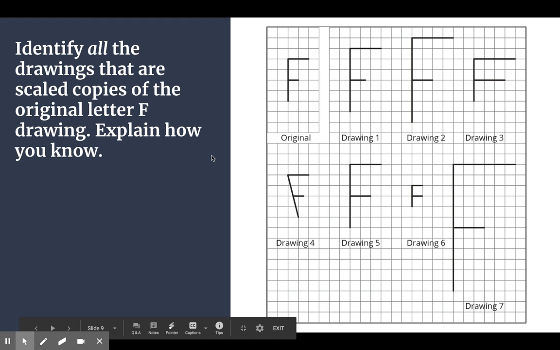In drawing 1, the F is 6 units tall and 3 units wide. And in drawing 2, it's 8 units tall and 4 units wide. And lastly, in drawing 7, it's 8 units tall and 4 units wide. And in each scale copy, the width is half of the height. Okay. So again, we should be able to notice that 1, 2, and 7 were the scaled drawings.